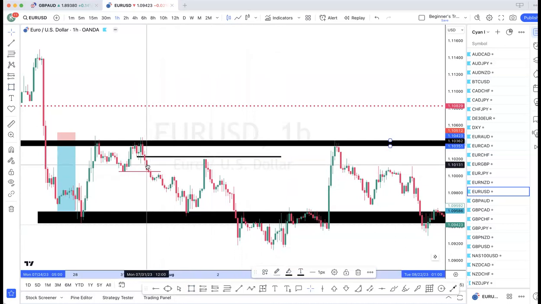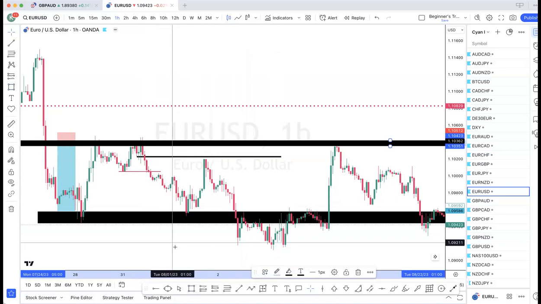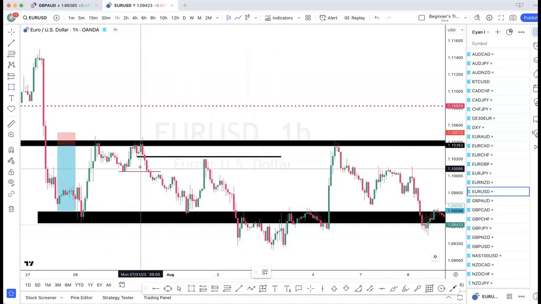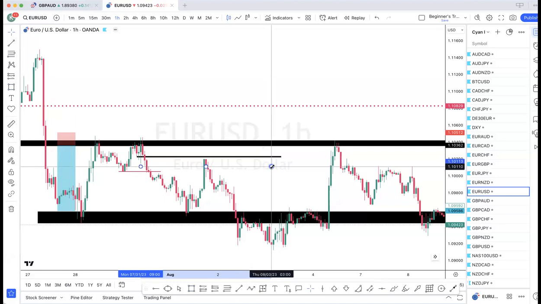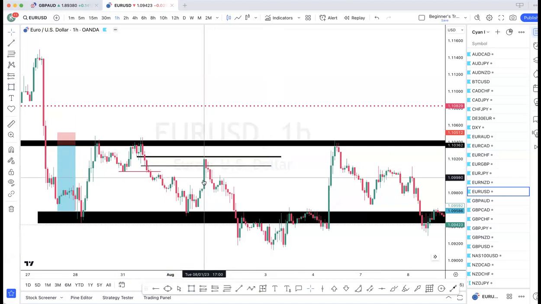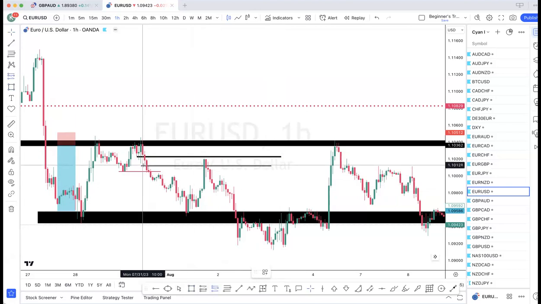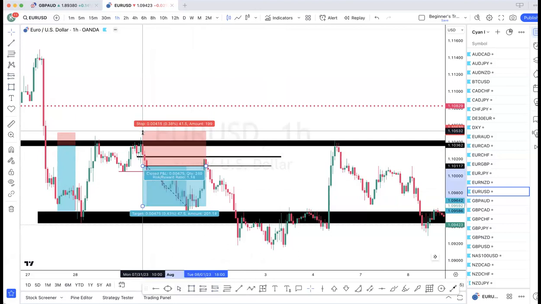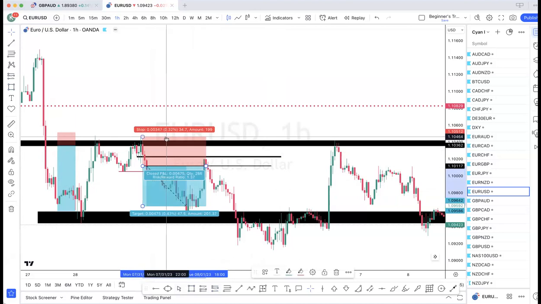But once this broke, you had the imbalance. You had this tiny imbalance here, that price would have 1 hour, you would have been in a little drawdown, and then you would have been, so this would have been the second entry. But you would have to make sure you take your stop loss above these highs. And then that would have been the second entry.